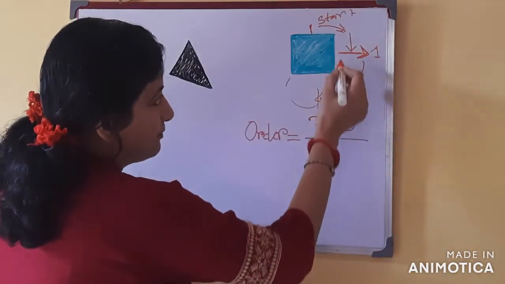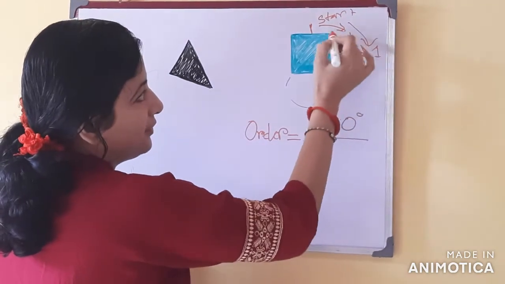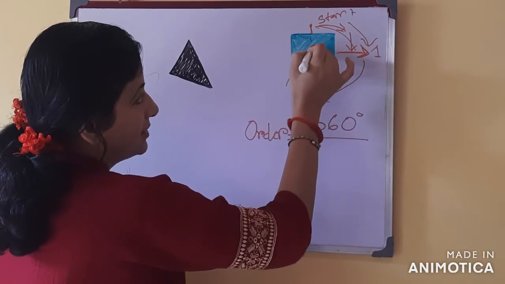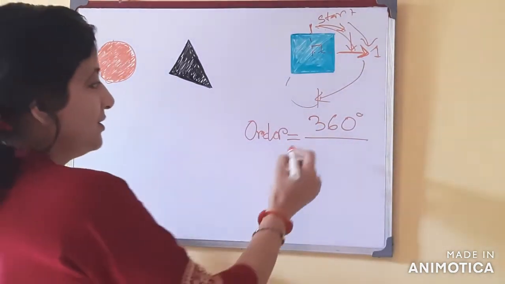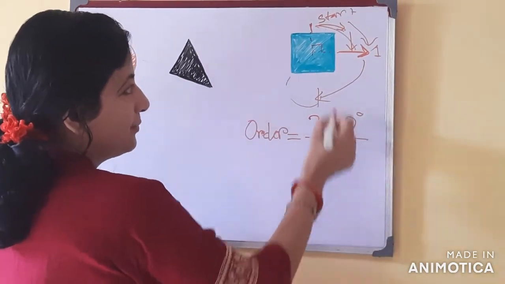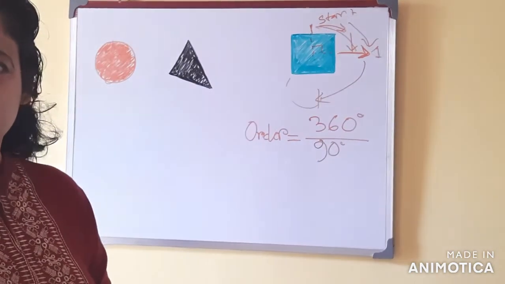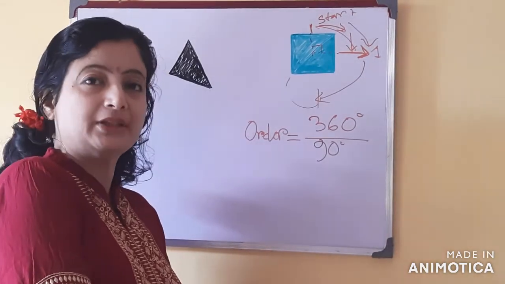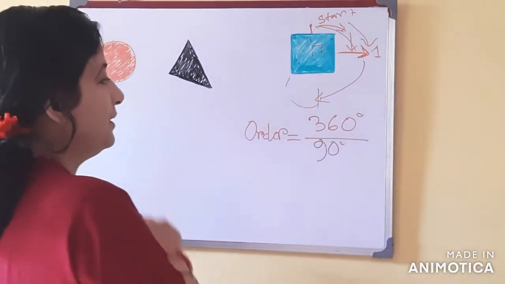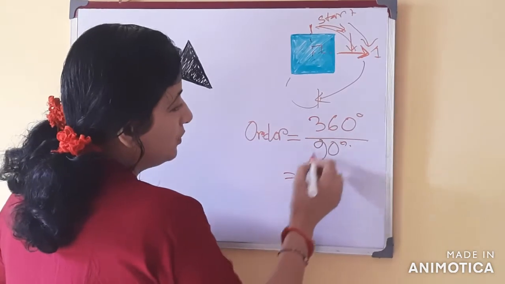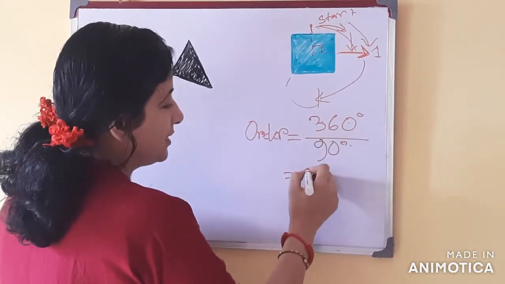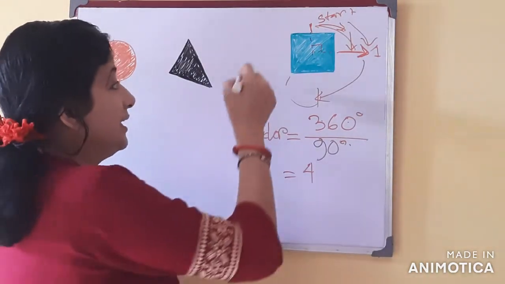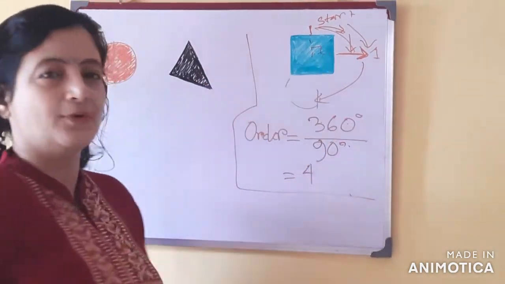We are always taking the partial turn. So here for the partial turn, when it is coming from here to here, it is making a 90-degree angle. So the angle produced by the partial turn, where the orientation is going to be the same as the original orientation of the shape, is 90 degrees. So now 360 degrees divided by 90 degrees is 4. So the order of the rotational symmetry in the case of a square is 4.